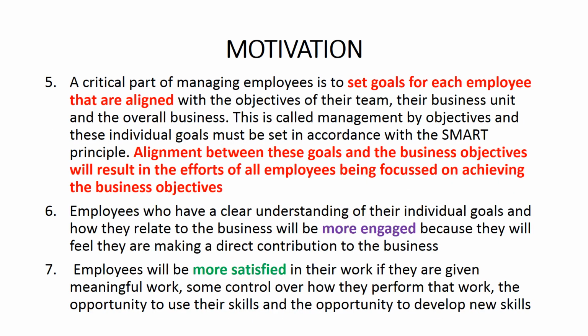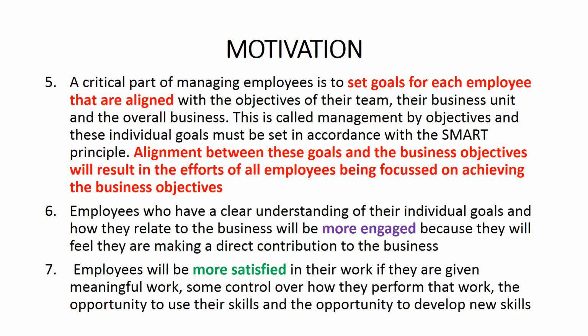Fifth, a critical part of managing employees is to set goals for each employee that are aligned with the objectives of their team, their business unit, and the overall business. This is called Management by Objectives, or MBO, and these individual goals must be set in accordance with the SMART principle. Most importantly, alignment between these goals and the business objectives will result in the efforts of all employees being focused on achieving the business objectives, that is, the objectives of the overall business.